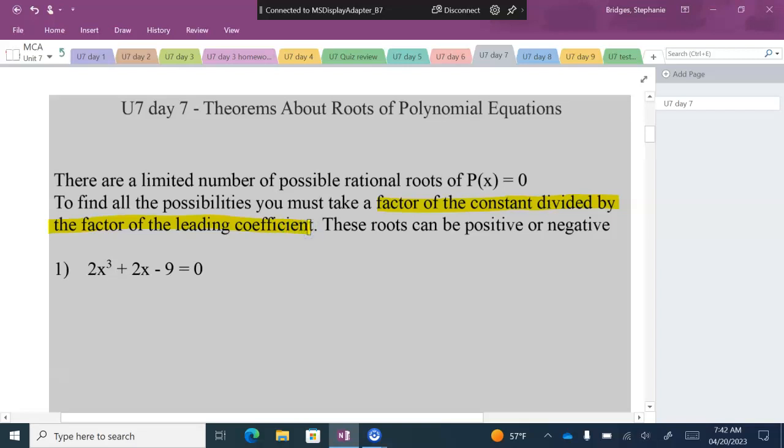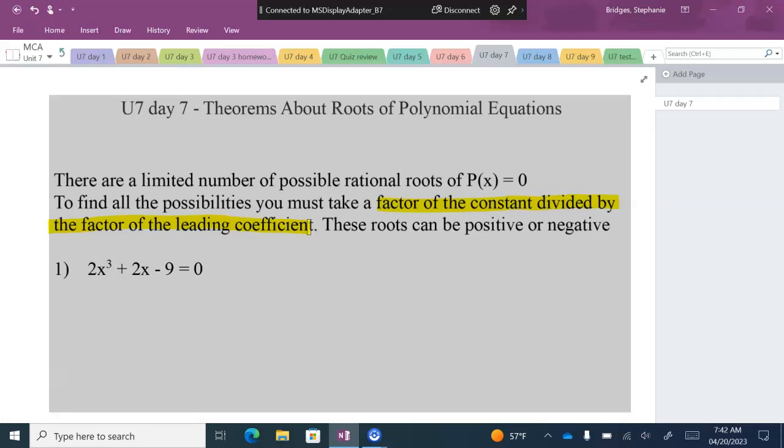So the factors of the constant term, that's the term in this polynomial that does not have a variable with it. And we divide it by the factors of the leading coefficient. That's the coefficient in front of the highest degreed term. Okay, so the highlighted part is what we really need to know. That's what we're going to be doing.